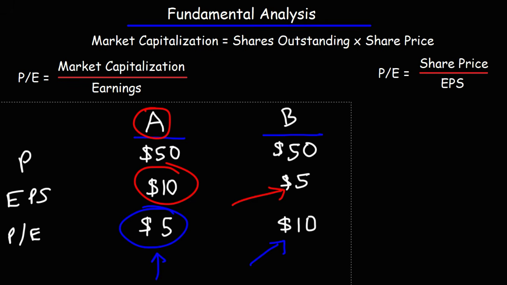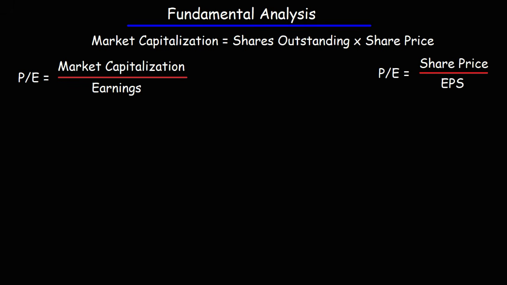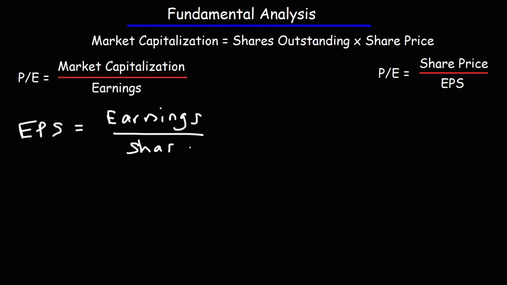Now let's spend a moment talking about the EPS, or the earnings per share. The EPS can be calculated by taking the earnings or the net income and dividing it by the shares outstanding. Now, a company with a positive EPS value, this indicates that the company is profitable, that it's making money and it's not losing money.